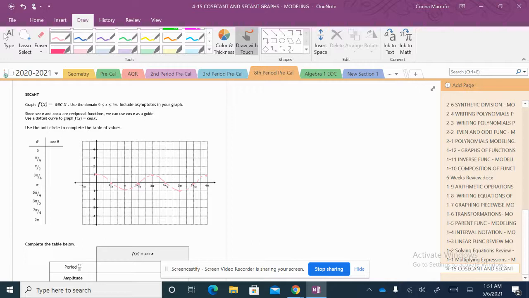Now the same thing's going to go as the last one. Everywhere where it crosses the x-axis, we're going to have these asymptotes. So right here is where our graph crosses the x-axis. So we're going to have an asymptote here at 5 pi over 2 and at 7 pi over 2. That's where we have our asymptotes.